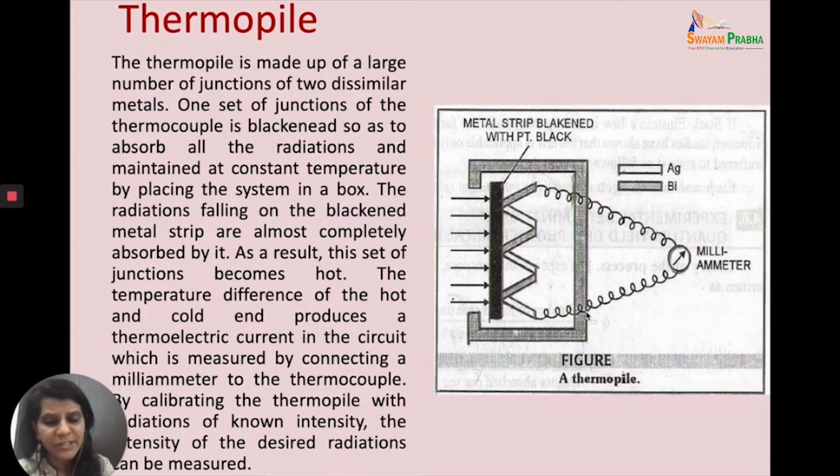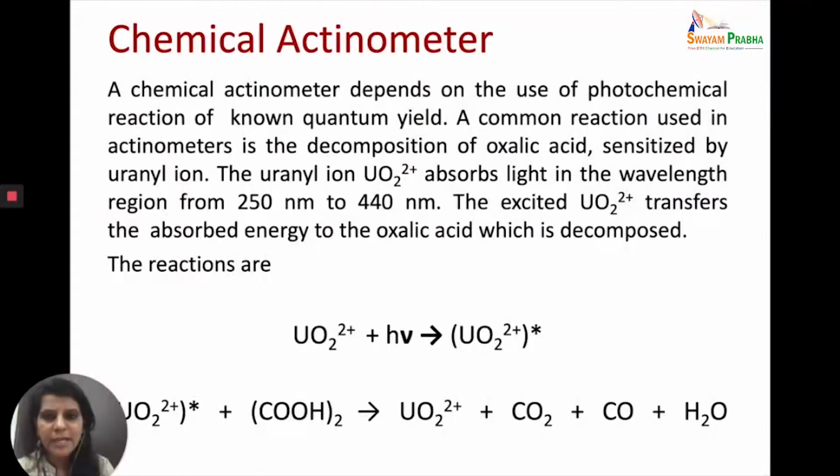And we have studied about these thermocouples when we were in 12th through the thermal effects of electric current. Now, thermopiles are nothing but sensors, a sensor which is made up of two dissimilar metals. And we know that when you put two dissimilar metals in contact with each other, then across the ends some temperature difference is generated, and which leads to the production of electric current. So moving to the chemical actinometer.